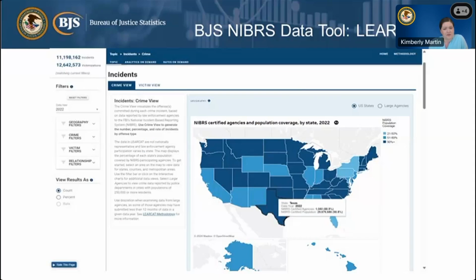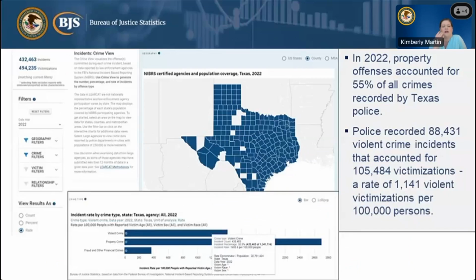So for example, you're going to see states with different colors there. Those dark blue states, those are what we call our full reporter states. Coverage and participation in NIBRS is so high, at least 90% of the population covered, that the data is essentially treated as self-representing for that state. Meaning for the state of Texas that I've highlighted, we can say Texas is self-representing. So we can analyze crime rates, crime counts, percentages for Texas in LEARCAT, and feel comfortable that these represent all crimes reported by law enforcement in the state of Texas for that year. So Texas is representative, Washington, Oregon, all the ones you see in dark blue, but not nationally. I just want to point that out.